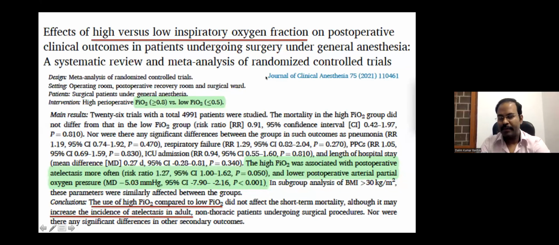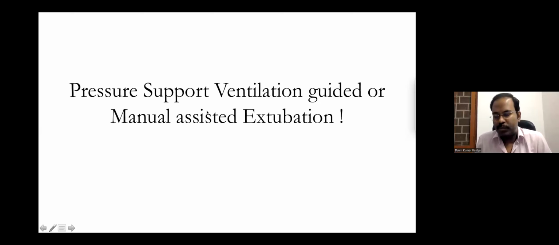Then another question comes to our mind very often: many times after adopting such a good ventilation strategy throughout the surgery, at the end we put the patient on manual mode and open the APL valve and see if the patient is breathing or not. So the pressure inside the alveoli suddenly drops to zero, and that can cause significant atelectasis, right?